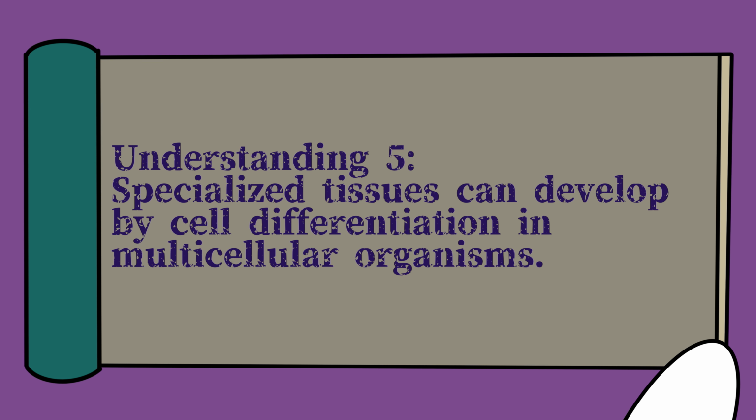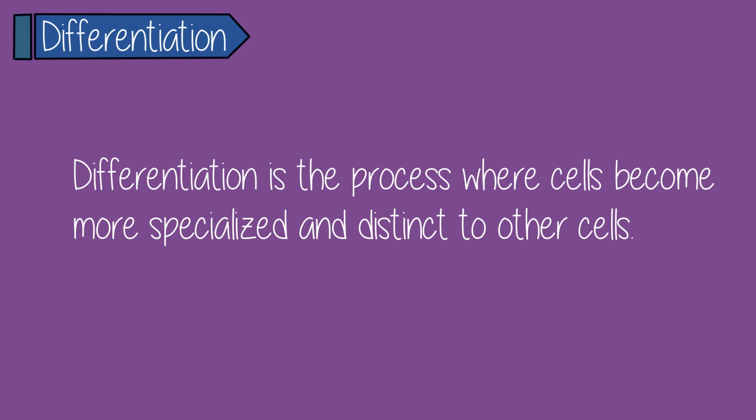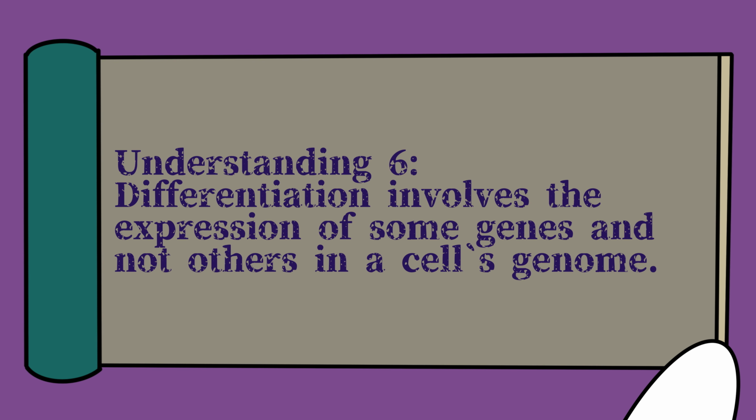Understanding 5. Specialized tissues can develop by cell differentiation in multicellular organisms. Differentiation is a process where cells become more specialized and distinct to other cells. Understanding 6. Differentiation involves the expression of some genes and not others in a cell's genome.